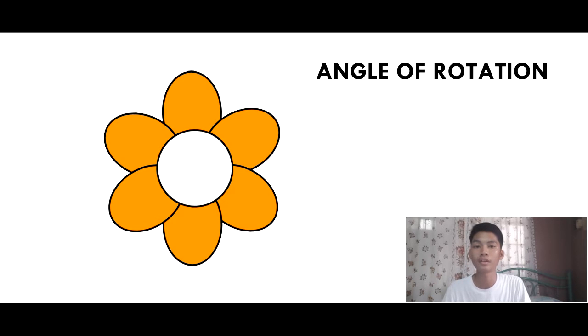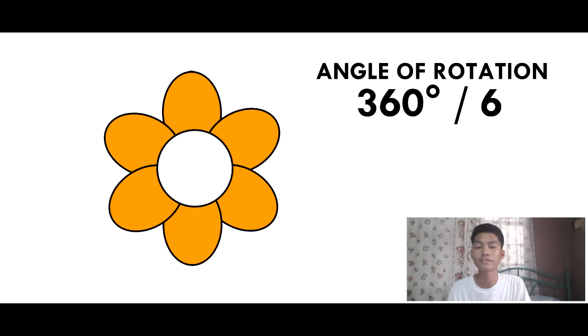Angle of rotation, yung formula niya is 360 degrees over n. Yung n is equal siya sa order of rotation. So, kung gagawin natin yung formula, magiging 360 degrees over 6, the answer is 60 degrees. So, our angle of rotation with this example is 60 degrees.